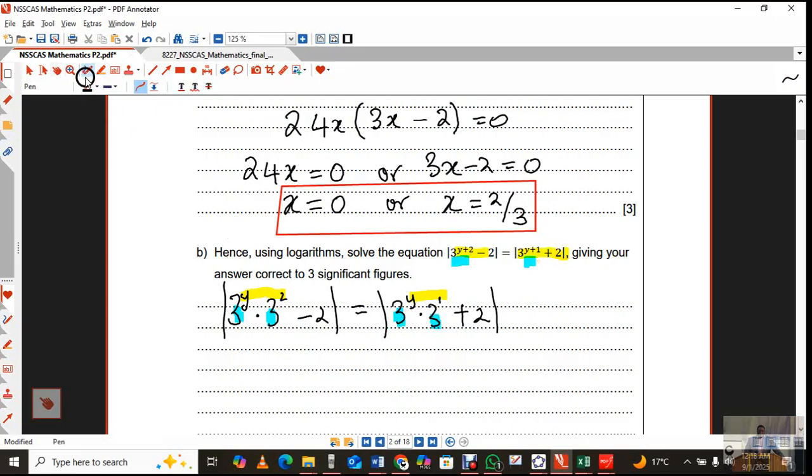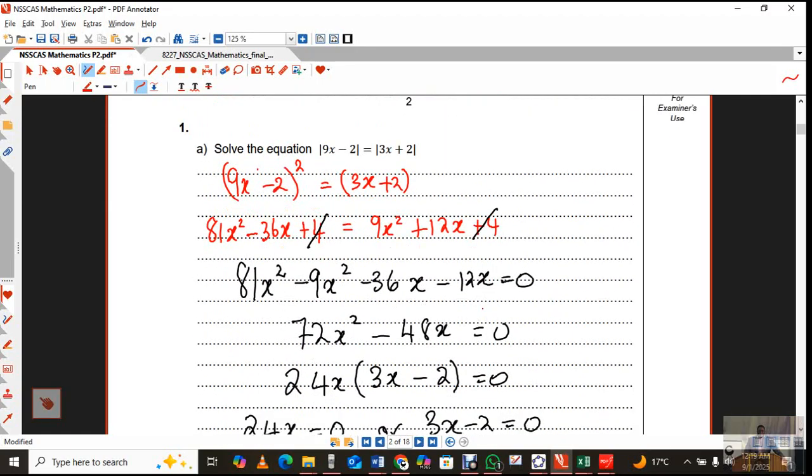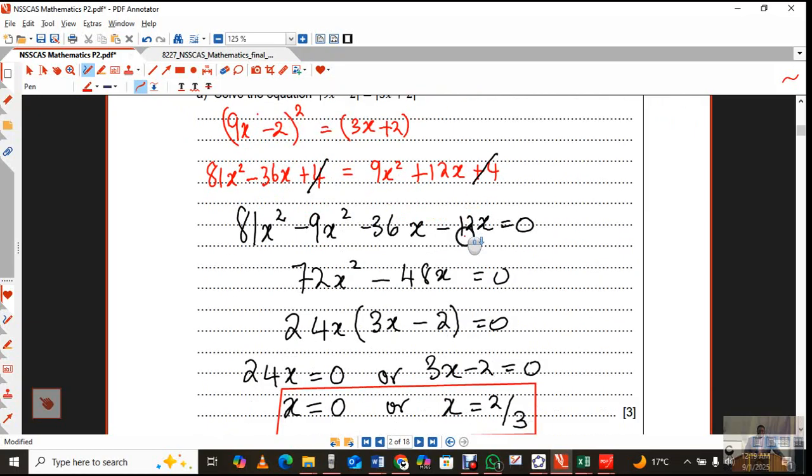Now let me just continue to clean this up. So this is nothing but 9, I'm just going to write the number in front, times 3 raised to the power y minus 2, keep them in the absolute value signs, and that is equal to, again, the same: I'm going to have the 3 here, times 3 to the power y plus 2. Now let me bring the absolute value equation that I had, 9x minus 2, from part A.